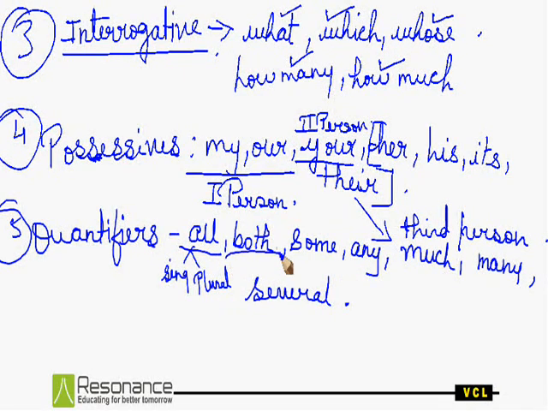Now both refers to one and the other, two in conjunction, like both men fell to their feet, both boys arrived at the party. Some and any: some is used for positive, any is used for negative or interrogative. For interrogative, we can use some if we know that we are going to get a positive answer, and if we know that we are going to get a negative answer, then we'll use any for interrogative.